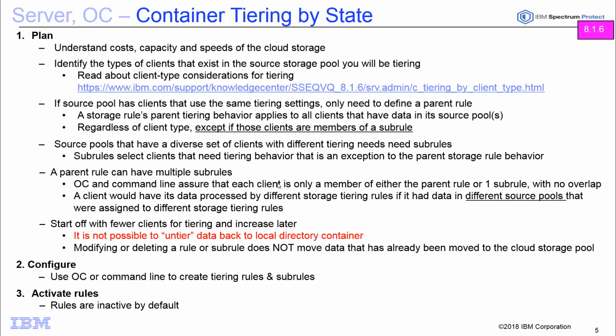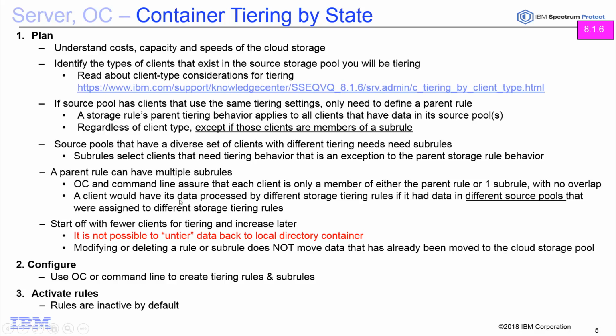Now, I do suggest you start off with a simple rule that doesn't cover a lot of data, just to get your feet wet. The reason for that is once you've started tiering the data out to cloud, there is no way to untier it. There's no way to move it back into the directory. So do take baby steps when you start the tiering so that you don't accidentally tier data you didn't mean to out to the cloud.